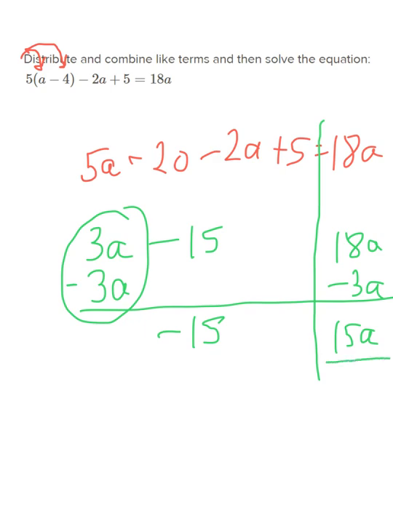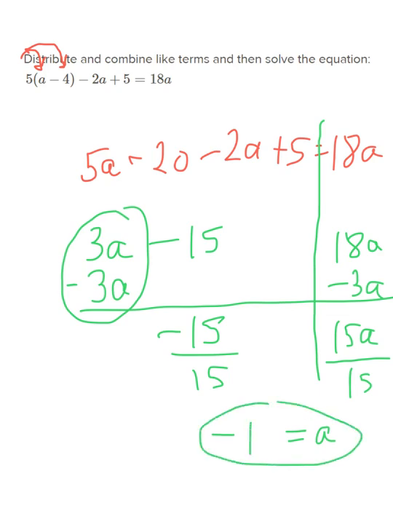Divide both sides by 15, because the opposite of multiplying by 15 is to divide by 15. And I get a equals negative 1. So this is your solution.